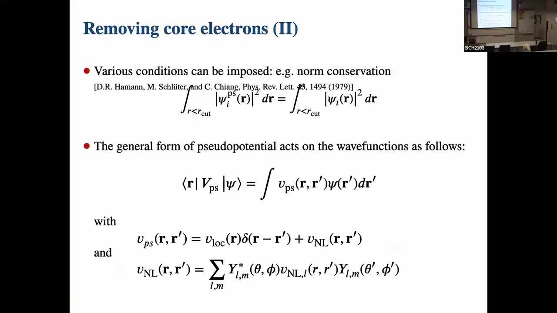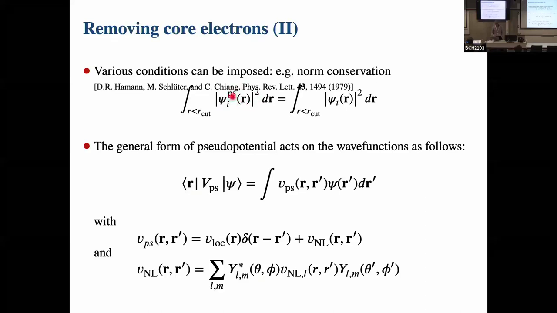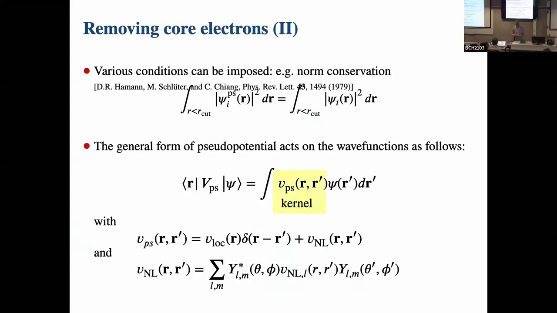There are different ways to do this. One is imposing the conservation of the norm, and so you may have heard of norm-conserving pseudo potentials. These are pseudo potentials in which, when you integrate up to the cutoff, the integral of the square modulus of the pseudo wave function is exactly the same as the one of the real wave function. Then there are forms in which you can separate the pseudo potential into a local part and a non-local part that depends on r and r prime. This non-local part is expressed on a basis of spherical harmonics, and this is called the kernel.